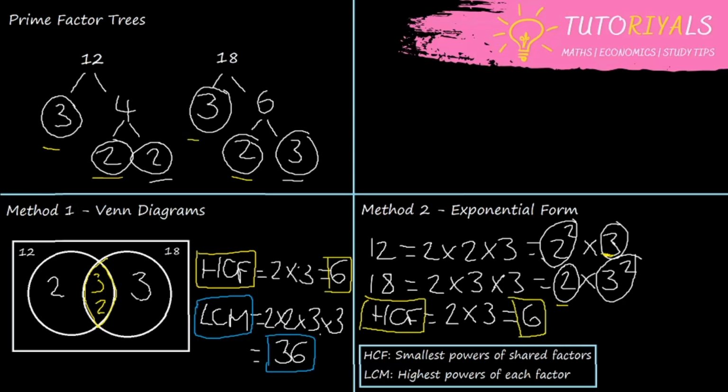To calculate the lowest common multiple, on the other hand, we look at the highest powers of each factor. In this case, 2 squared, a power of 2, is higher than 2 to the power of 1. And also 3 squared is higher than 3 to the power of 1. So our lowest common multiple would be 2 squared times 3 squared, which again is 4 times 9, which is 36.